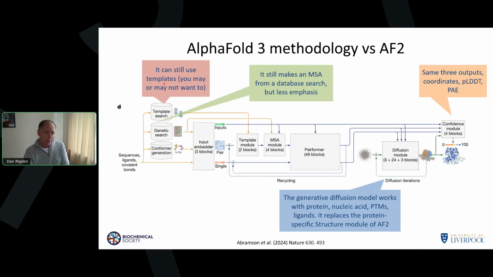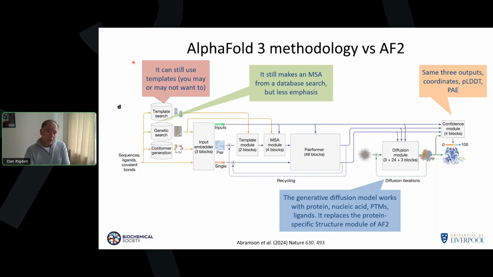The inputs are still the same, so it can still use templates. So if your sequence matches something in the PDB, that information can be factored in. If you want it to, there may be reasons why you don't, but it can factor in.